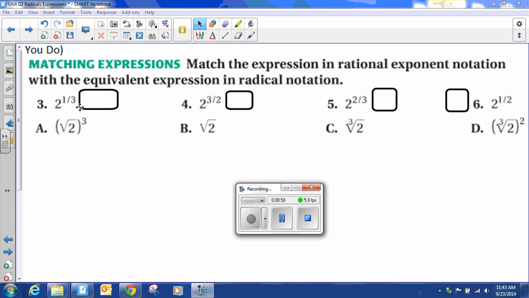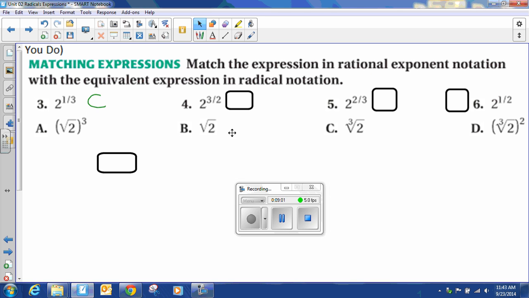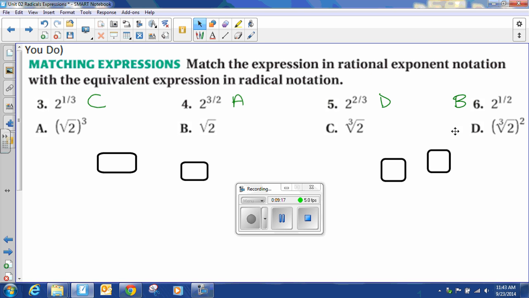We have 2 to the 1/3 power, which matches with c, the cube root of 2. 2 to the 3/2 power matches with a, the square root of 2, cubed. 2 to the 2/3 power matches with d, the cube root of 2, squared, and that leaves b for 2 to the 1/2 power, which is really the square root of 2. Good luck to you.